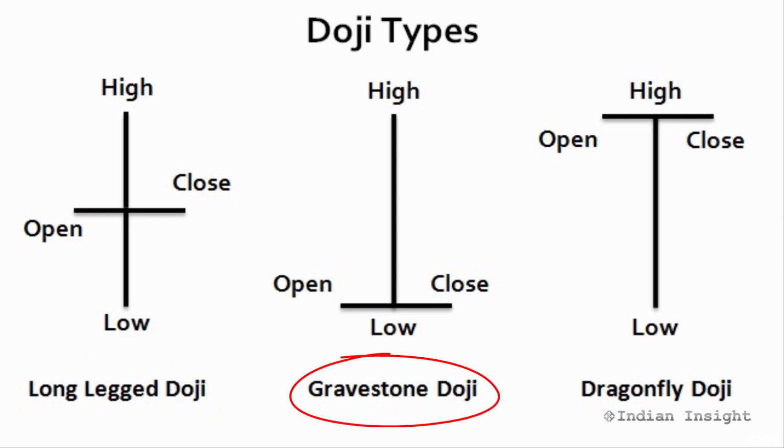Second, you have the gravestone doji, which has a long upper shadow and no lower shadow. Now, the longer the upper shadow, the more bearish the implication, since the prices fail to close away from the opening price in spite of trading much higher for the entire period.